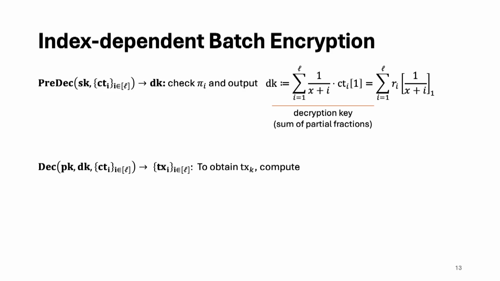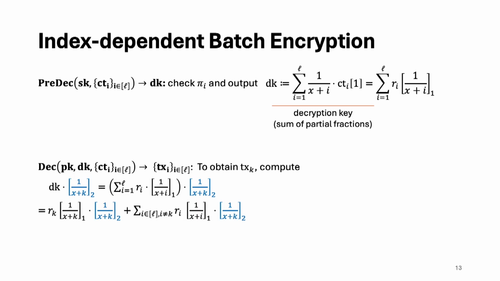To decrypt, we take this decryption key in the first group, and we apply the pairing operation. You can think of this pairing operation as the product with the partial fraction term, 1 over x plus I in the second group. Again, we obtain a sum paired with 1 over x plus k in the second group. Then this can be written as the sum of the quadratic pole term plus a bunch of cross-term products, but with different indices.